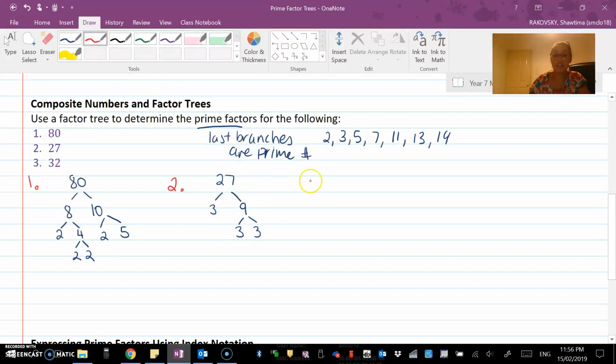And then the last one is 32, question 3. And so we write our number down and split it. Now 32 is a good example of what happens when you have lots of different factor pairs. Will it make a difference? We'll have a look. So 32, I'm going to use 4 and 8. 4 has factors of 2 times 2. And the 8 is 4 times 2, and the 4 is 2 times 2.